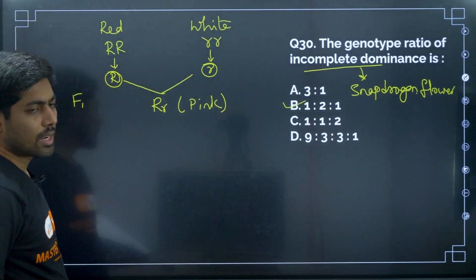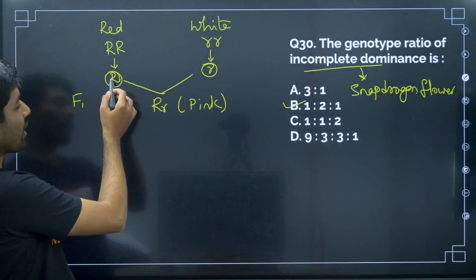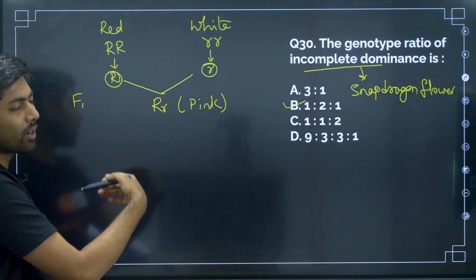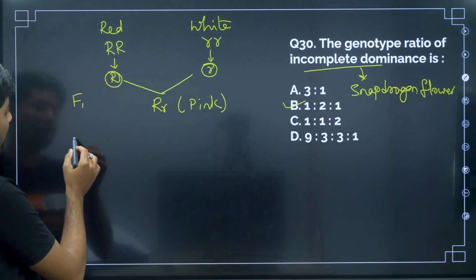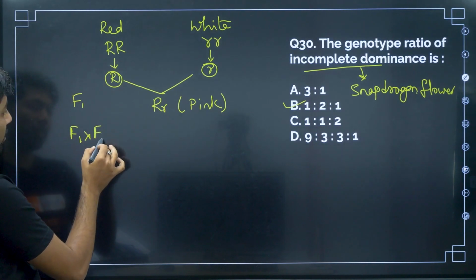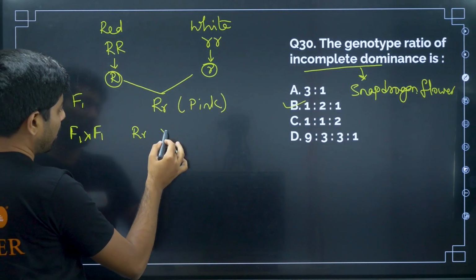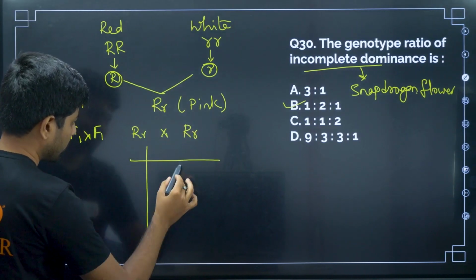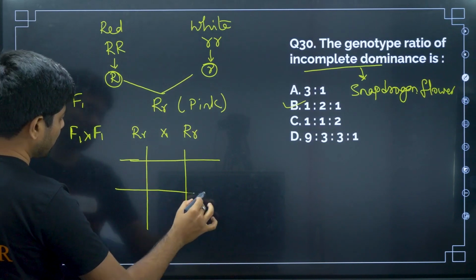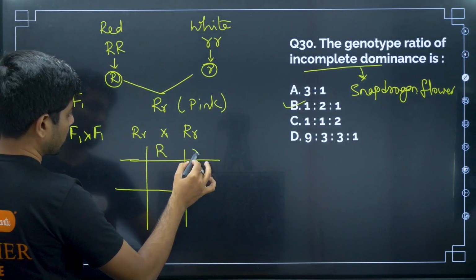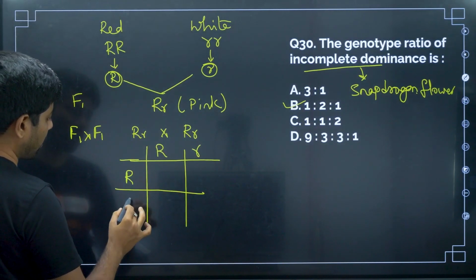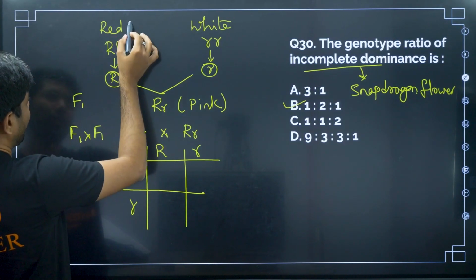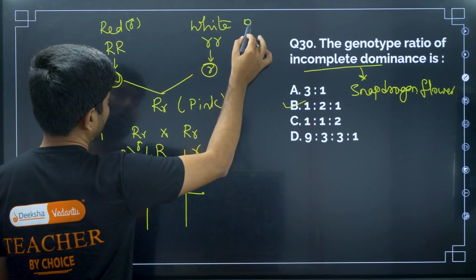Incomplete dominance. Incomplete dominance meaning what? This is not completely dominant. If it is completely dominant, it has to be red, but here it is incompletely dominant, therefore you're getting pink. Now what will happen? You cross F1 into F1, what will you get? You get Rr into Rr. Here you write one Rr, another parent is here Rr. Here you can write one is male, another one is female. This also you can write one is male, other one is female, right?